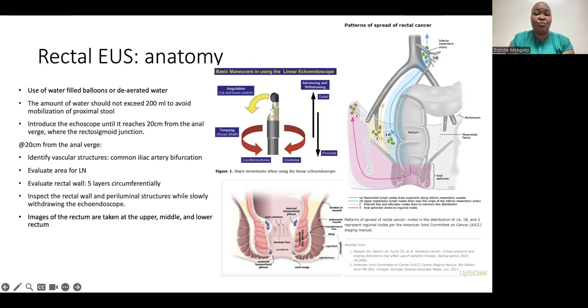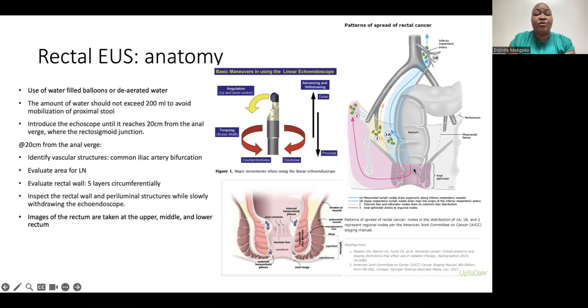so advancing towards the proximal rectum, and then distally towards the anus. That will be the in and out insertion of the tube. And then you also have an elevator, which will let you angle towards the luminal wall and away from the luminal wall. You also have a big wheel and small wheel, which is right and left turn.